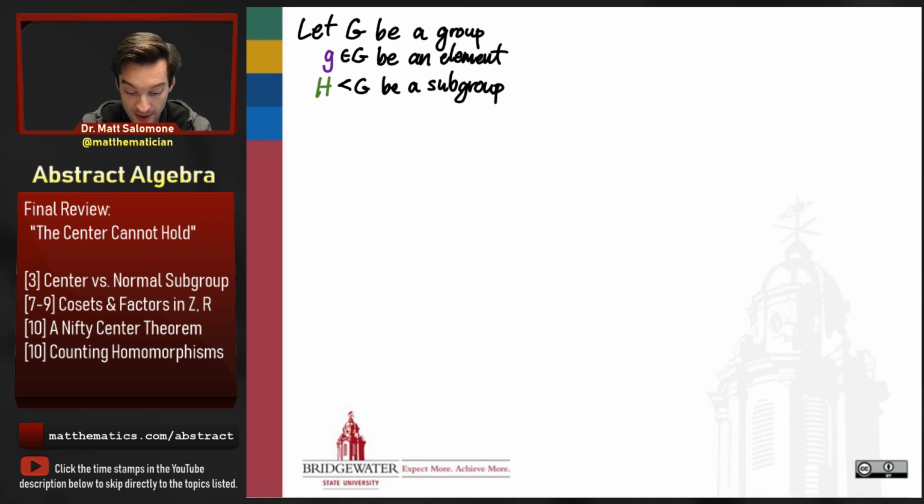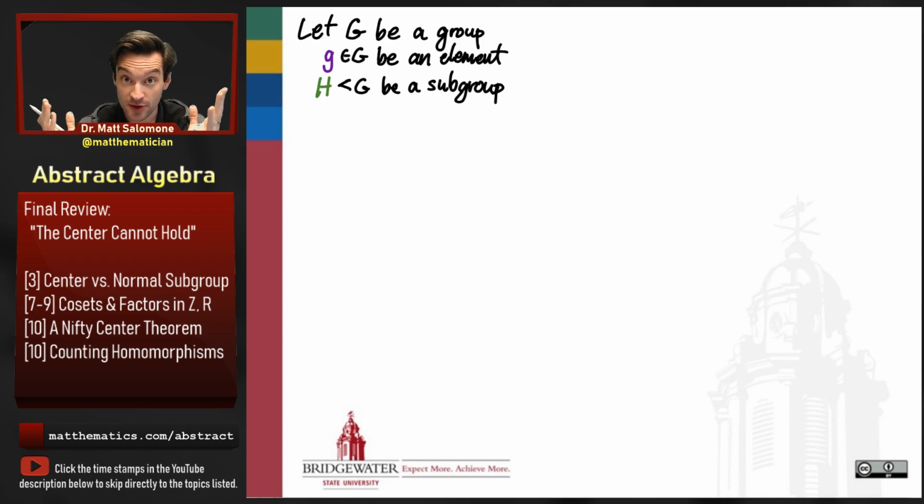So we'll start by picking just an arbitrary group G. I'll pick an element, little g, that belongs to my group, and I'll also pick a subgroup, capital H, a collection of elements that belongs to G, which itself satisfies identity, closure, and inverse properties. And so here's the difference.